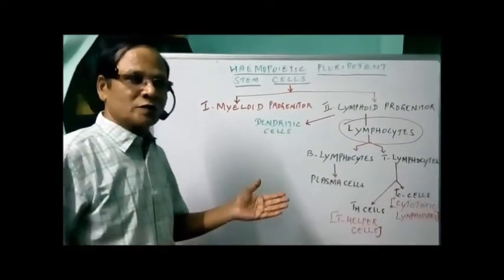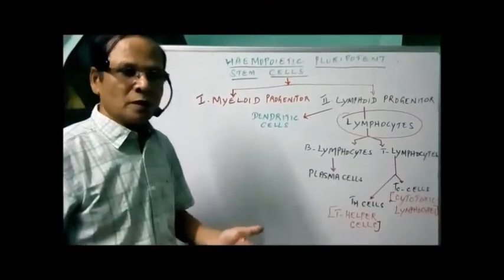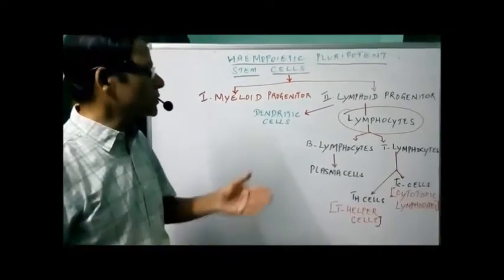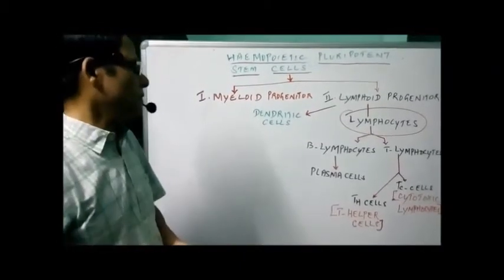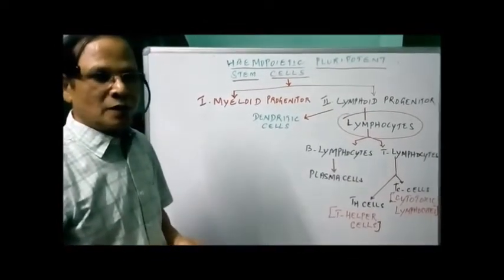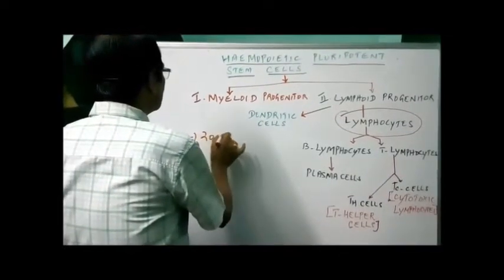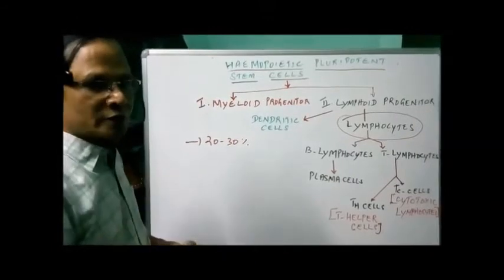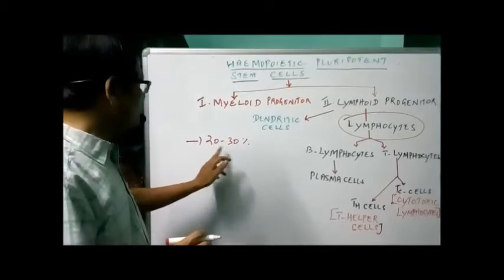I mentioned the functions of other cell types. They are involved in non-specific immune response, antigen presentation or cytokine formation. We'll discuss cytokines later. Okay, now we have to discuss the lymphocytes. In the bloodstream, they form nearly 20 to 30% of the total WBC.